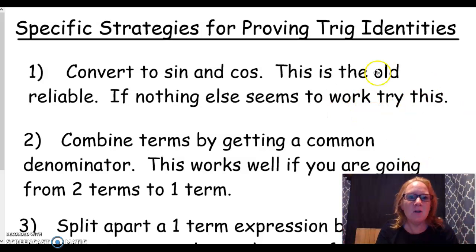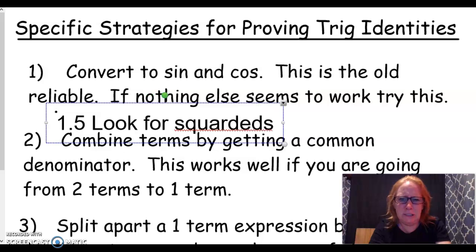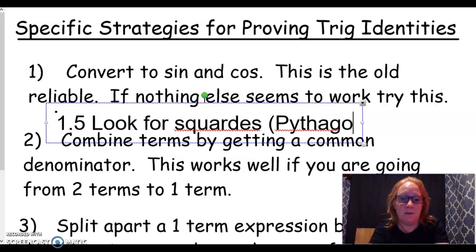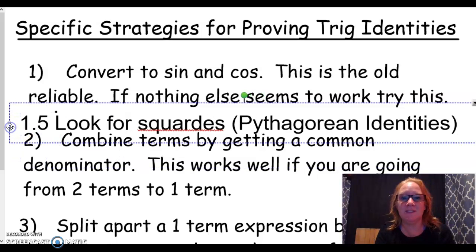Okay, 2. Actually, I want to write a 1.5. Look for squareds, aka Pythagorean identities. If you see something squared, especially if you see a sine squared, see if you can find a cosine squared, because they always equal 1 when they're adding.